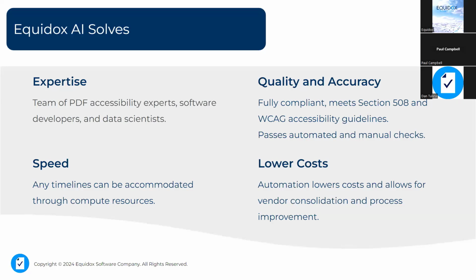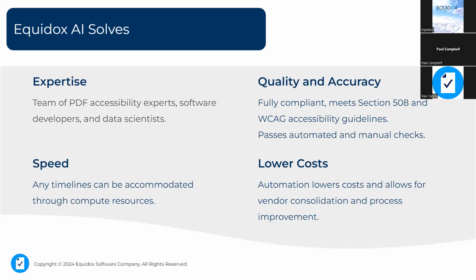Equidox AI automation also accommodates aggressive timelines because we're relying on the technology. We can dictate how fast a solution runs and turn the dial up and down, so to speak, to accommodate timelines that may be required, because we have flexibility in the infrastructure and the compute that we apply to satisfy those timelines.